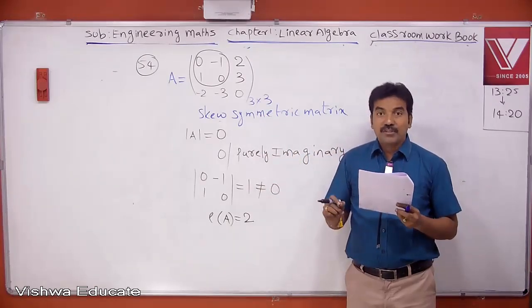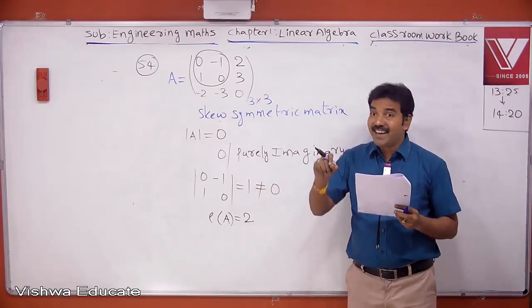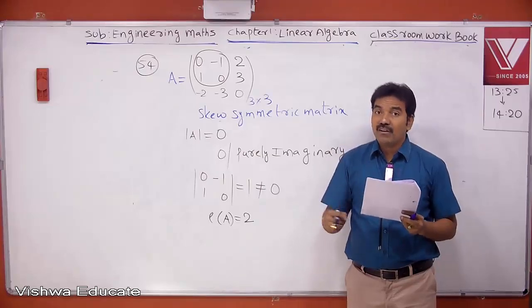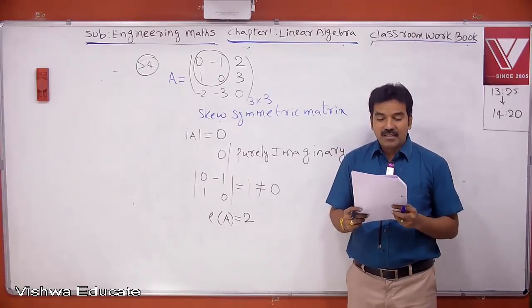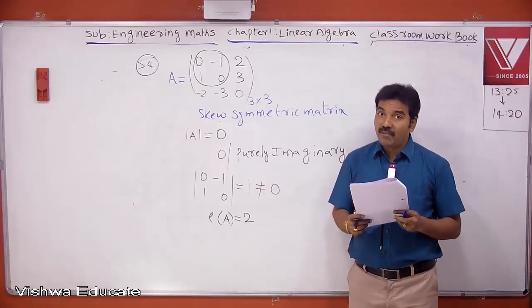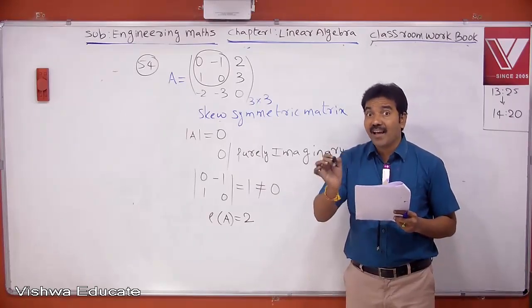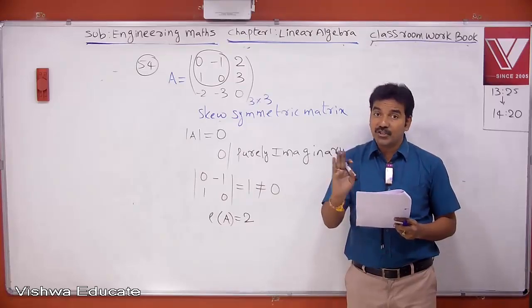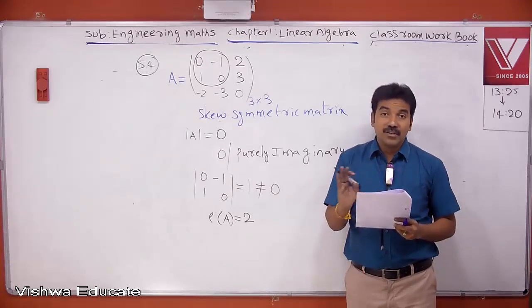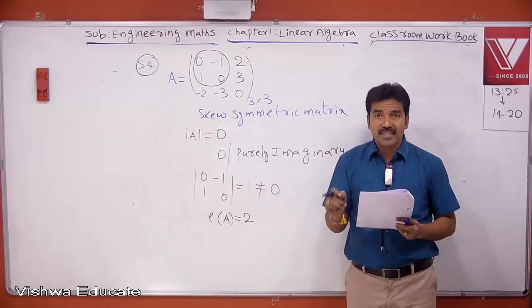So therefore, options A, B and D are right statements. But we want the incorrect statement. Therefore, the incorrect statement is that it has a non-zero eigenvalue. It is meant for a non-zero real eigenvalue, because there is no comparison among complex numbers with 0. So complex numbers cannot be compared with 0. That is the key point.